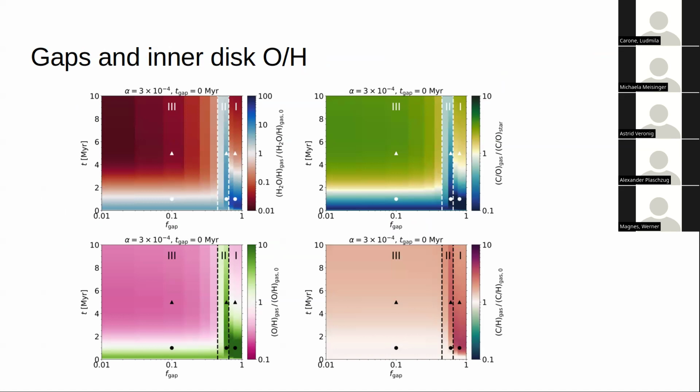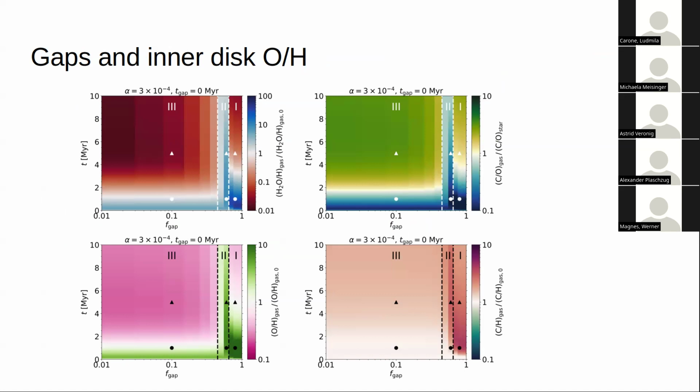But this is from Ma et al. 2024. We looked at the disk itself, and at the inner disk specifically, and the evolution of different things. So, for example, the water, how it evolves with time in the inner disk, or the oxygen abundance, or the CO2 ratio, or the carbon abundance itself. Just focus here for now.